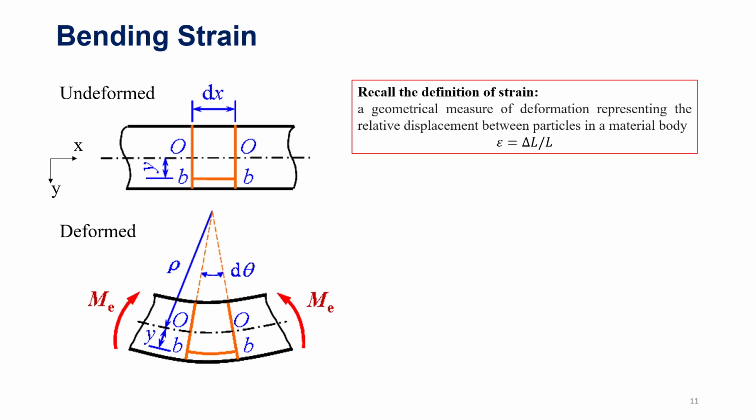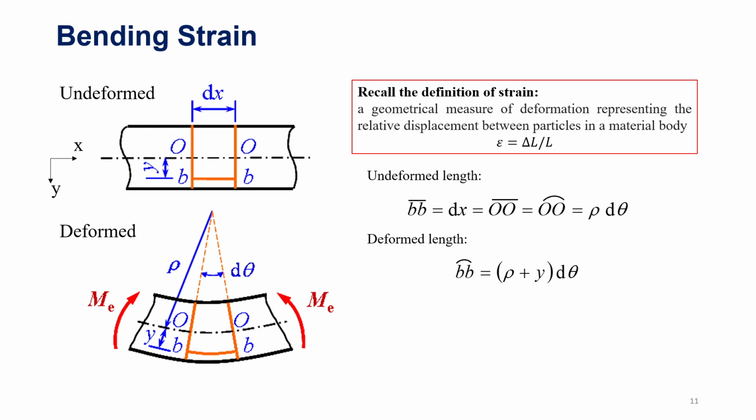Let's recall the definition of the strain. The strain is a geometrical measure of the deformation, representing the relative displacement between the particles in a material body. The strain is defined as the elongation of the fiber relative to its original length. With this said, let's come back to the fiber BB here. The BB has an undeformed length, which equals the length of the neutral surface OO, which is rho times theta. After deformation, the length of BB becomes (rho plus y) times theta. Therefore, according to the definition of strain, we can get the strain in the filament BB. It is y over rho.